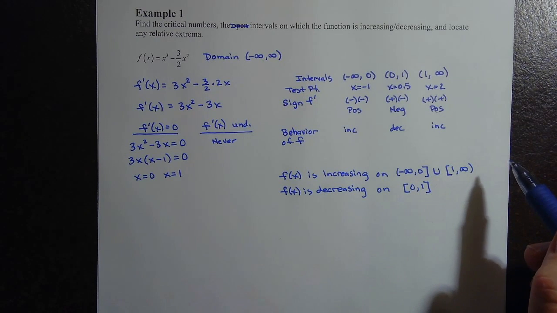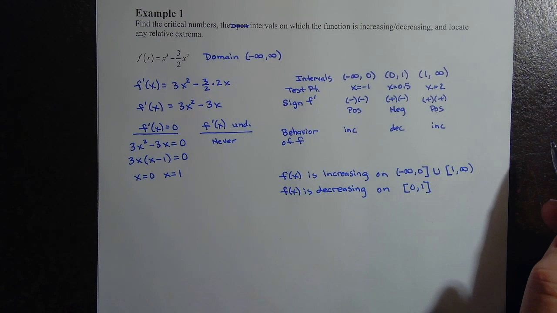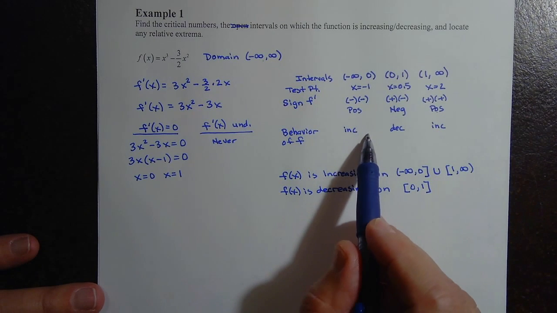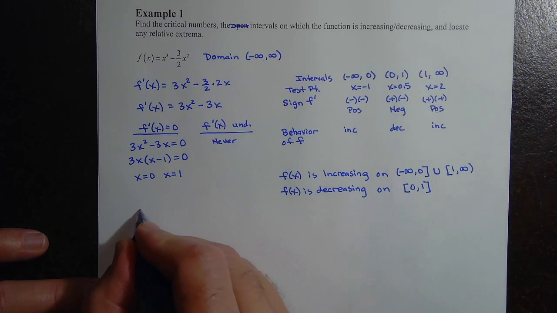All right, here we go. All right, we need to find f of 0 because that's going to be a maximum, okay? So f of 0 we need to find.